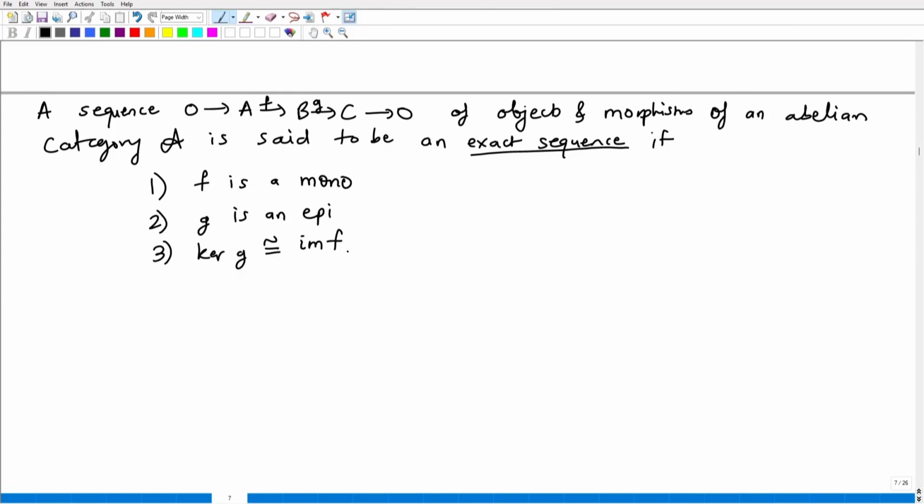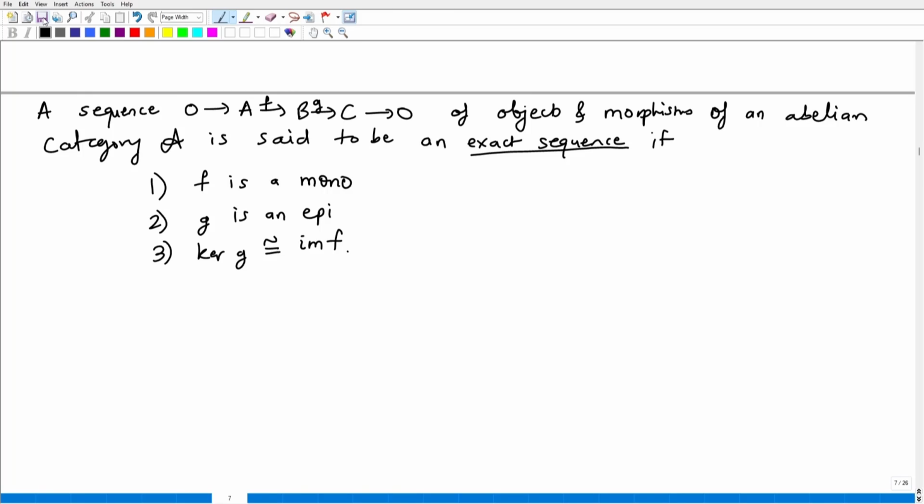Normally, if you have seen this definition of an exact sequence somewhere else, then you will say kernel of G is equal to image of F. But here we are treating kernel and image as morphisms. So in the subobject poset of that object, middle object B, these two are isomorphic. Okay, so F is a mono.